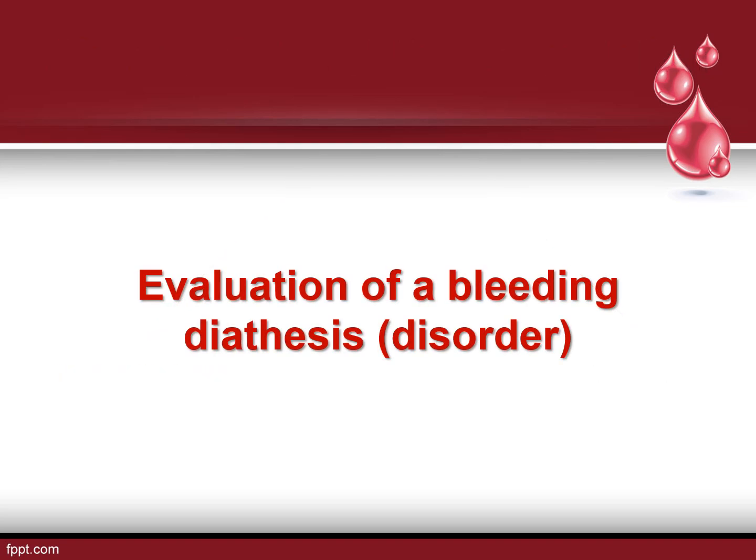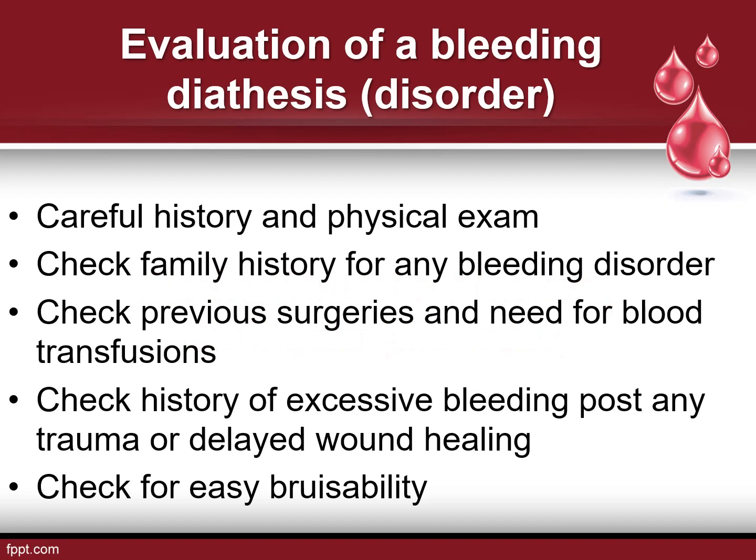Let's talk about bleeding disorders. To evaluate a patient with a bleeding disorder, you need a careful history and physical exam. You need to check family history for any bleeding disorder. As I said, it could be an acquired bleeding disorder or congenital. We need to check previous surgeries and need for blood transfusion, history of excessive bleeding after any trauma or delayed wound healing, and also check for easy bruising.